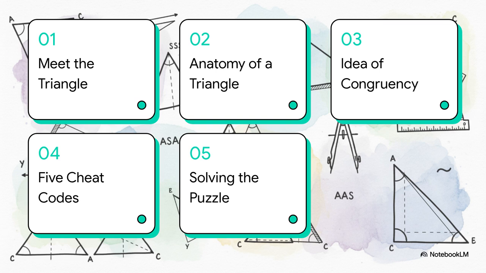Here is how we're going to break it down. First up, we'll meet the triangle. Then, we'll map out the anatomy of a triangle, explore the idea of congruency, unlock those 5 geometric cheat codes I mentioned, and finally, we're going to put the whole thing together by solving the puzzle.